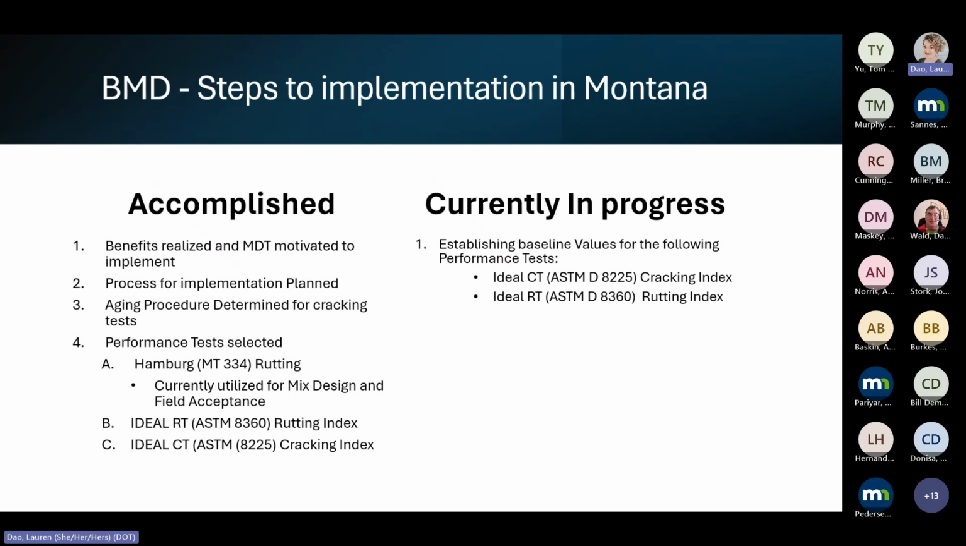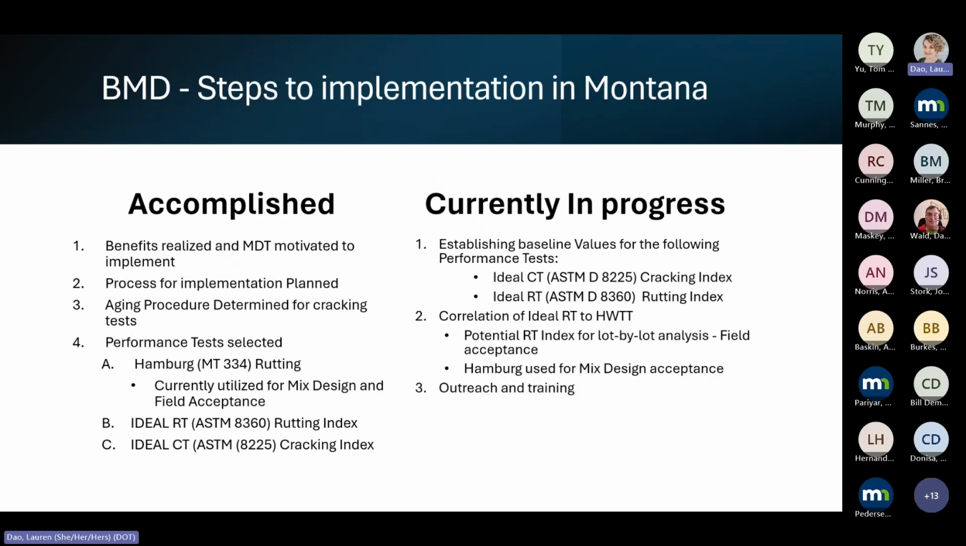In progress, we've got to establish the baseline. We only have maybe 100 data points. I'd like to get at least 500 data points. That's the one thing that I see as a whole, and in some of the research out there: we make correlations based on 4 or 5 data points. Well, we need more data. So we're collecting data, and we've got the staff, we've got the basis of a good correlation between the RT and the Hamburg.